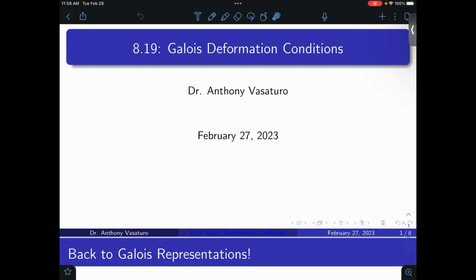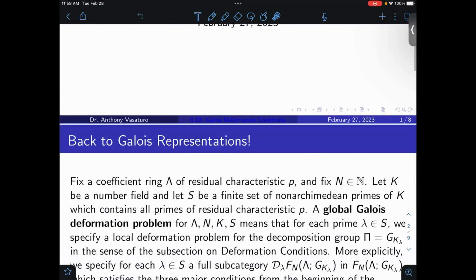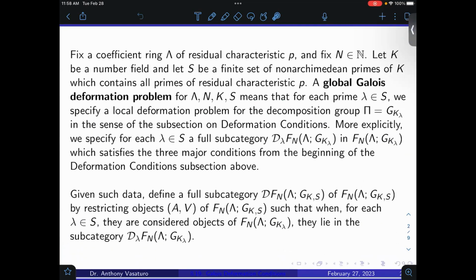Today we're going to be looking at Galois deformation conditions. So the idea is we're going to take a lot of the general theory we've learned about deformation problems and apply them to the situation we care about, which is Galois representations. So we're going to fix a coefficient ring Lambda, a residual characteristic p, and a natural number n.